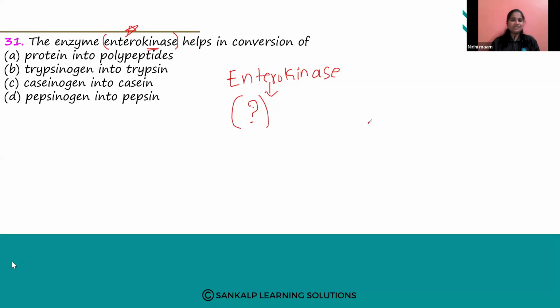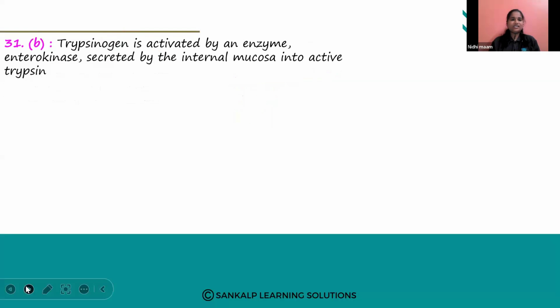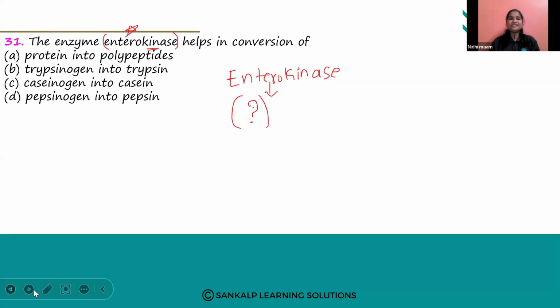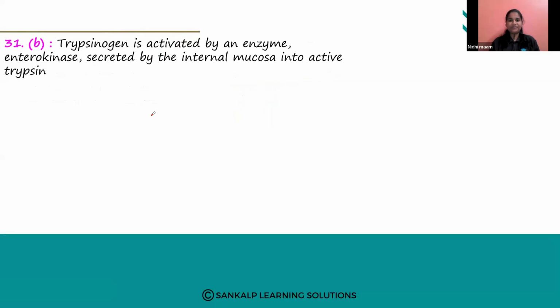Okay, let us check the answer here. The right answer for this is option B, that is trypsinogen into trypsin. So trypsinogen means what? It acts on proteins actually, the trypsin. Okay, so trypsin will be in an inactive form, which is called trypsinogen. So enterokinase activates this trypsinogen secreted by internal mucosa into active trypsin.